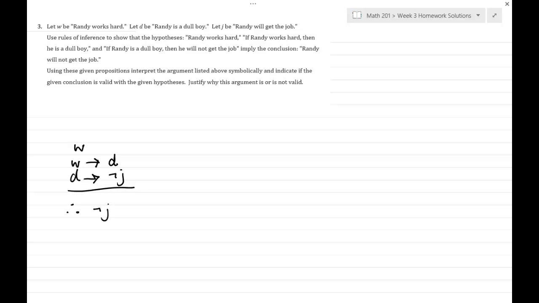And so we can kind of see how this would flow, and we could actually attach several rules of inference to get to this conclusion here. So for step 1, we could say W implies D, therefore D must be true if W is true. Now we'll have D is true. D implies not J is true, therefore not J is true. Okay, so we could do it that way, breaking it up.